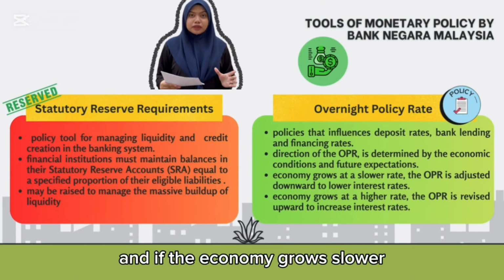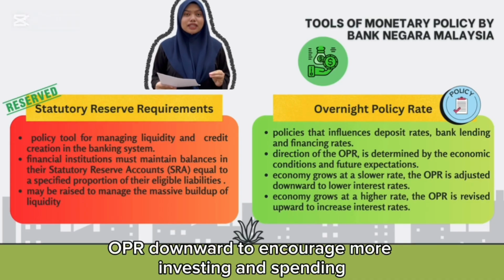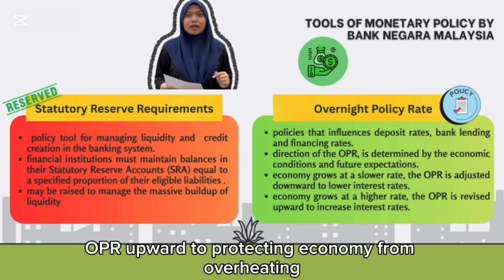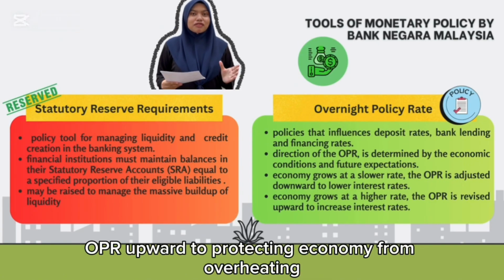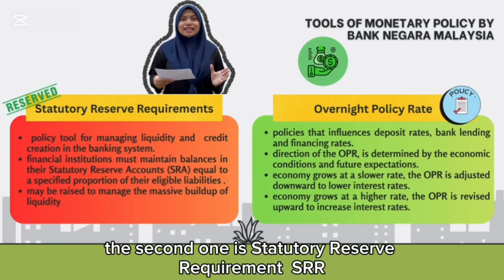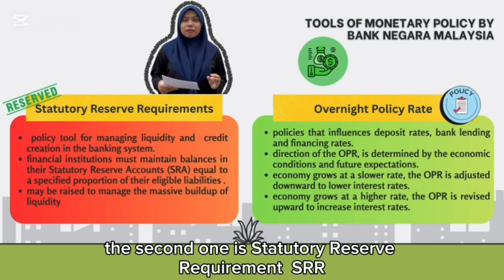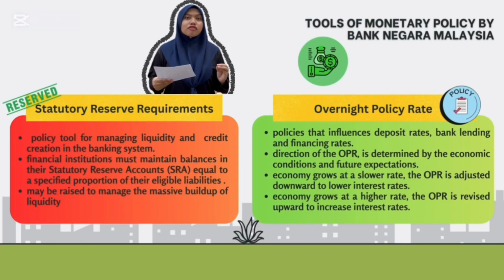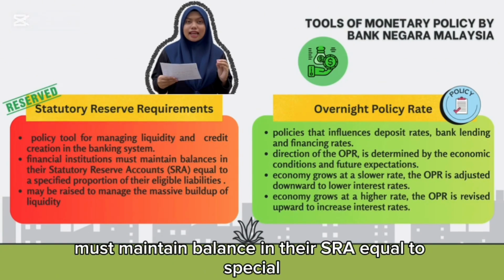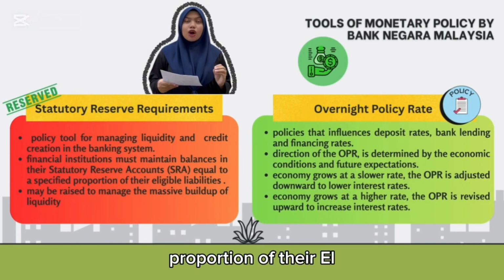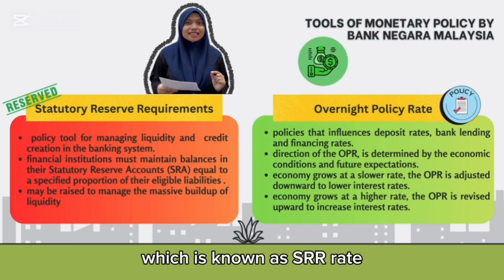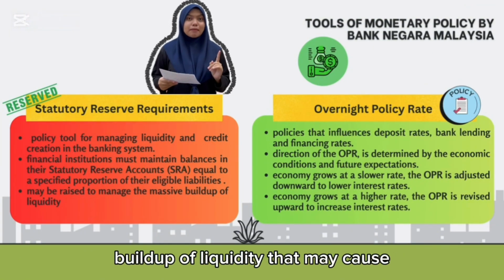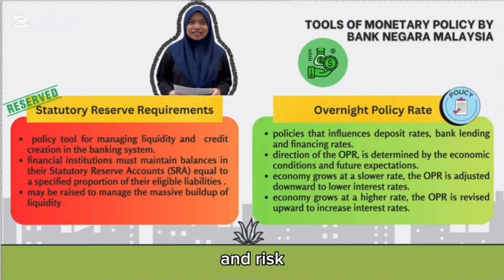If the economy grows slower, OPR is lowered to encourage more investing and spending. While if the economy grows higher, OPR is raised to protect the economy from overheating. The second one is the Statutory Reserve Requirement, SRR, which is a policy tool for managing liquidity and credit creation. Financial institutions must maintain a balance in their statutory reserve account equal to a specified proportion of their eligible liabilities, which is known as the SRR rate. SRR may be raised to manage a massive buildup of liquidity that may cause financial imbalance and risk.